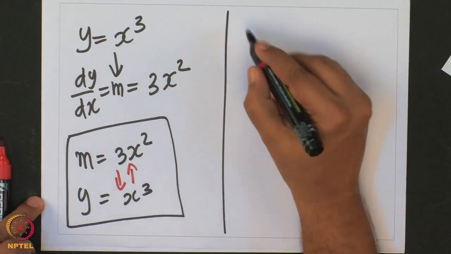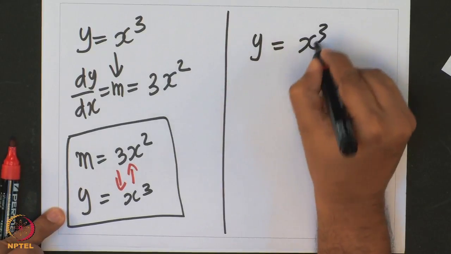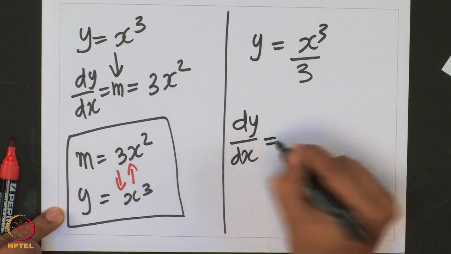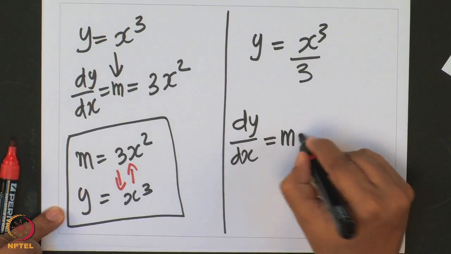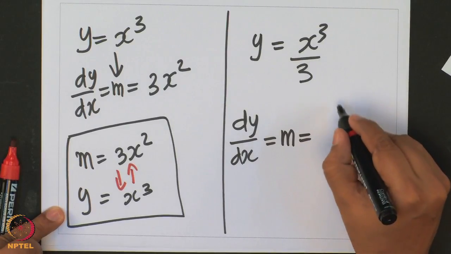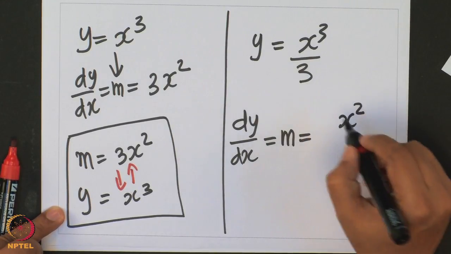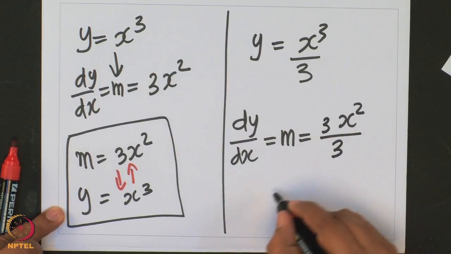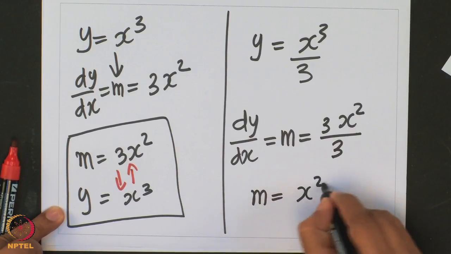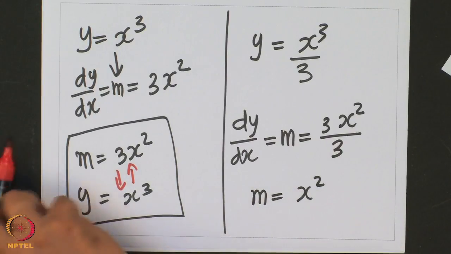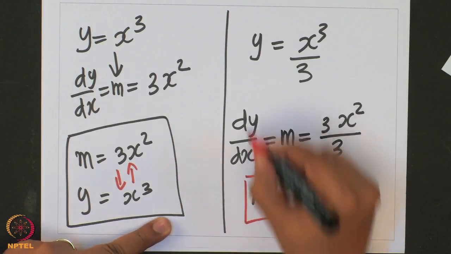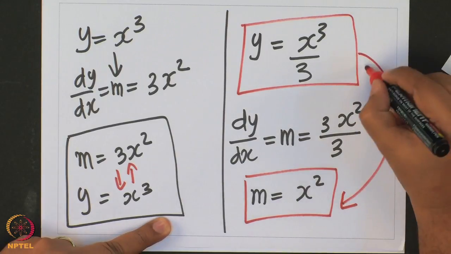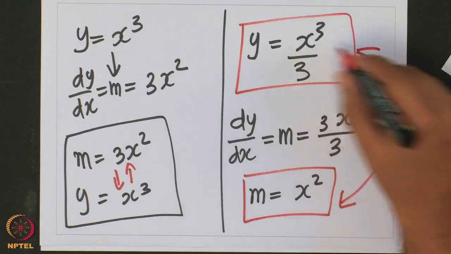So in other words, if we think of y as x cube divided by 3, dy by dx would be our m. Our m would be, x cube will have 3x square, and 3x square divided by 3. So in other words, m will be x square. So we have m, which is the slope, which is x square, and you have y, which is the function, which is x cube. So now we can go this way from here to here.